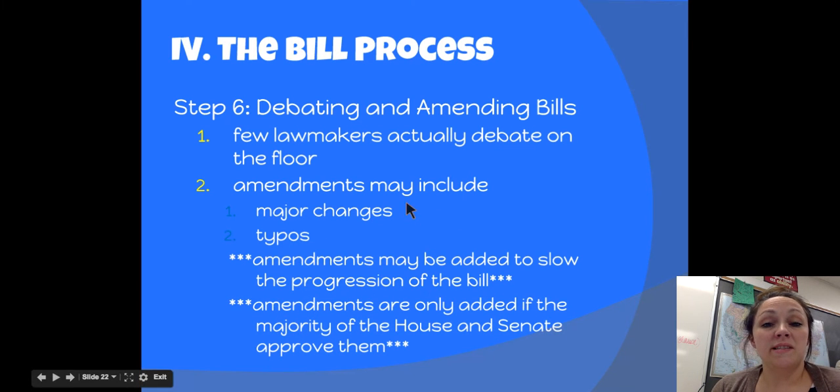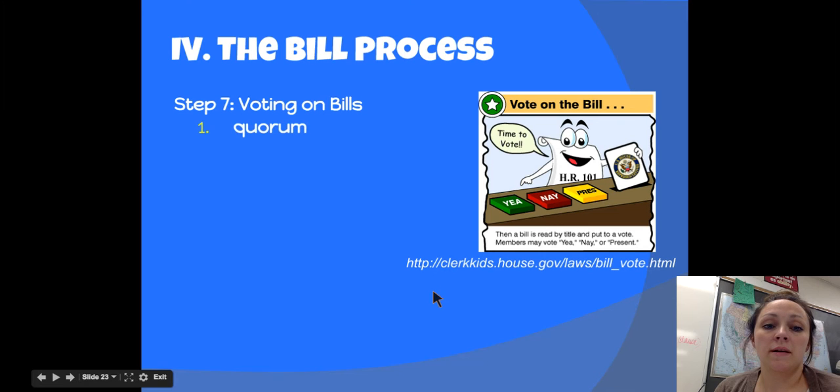Sometimes these amendments that they add are added to slow the progress of the bill, because every time you add an amendment, you have to get approval of the House or the Senate in order for it to be added. Amendments are only added if the majority of the House and the Senate approve them. Okay, so that's one way that you could slow the progression of the bill.